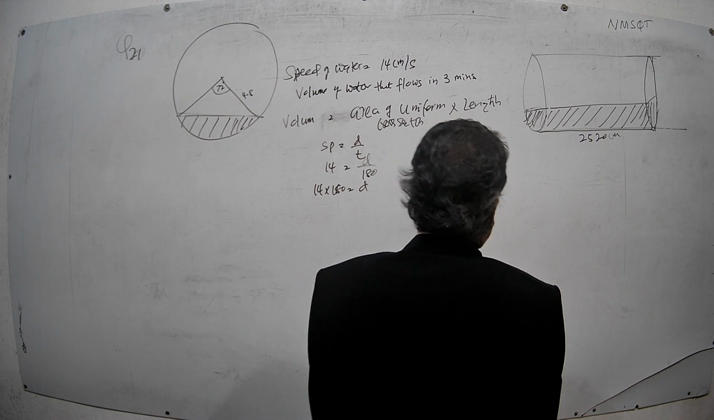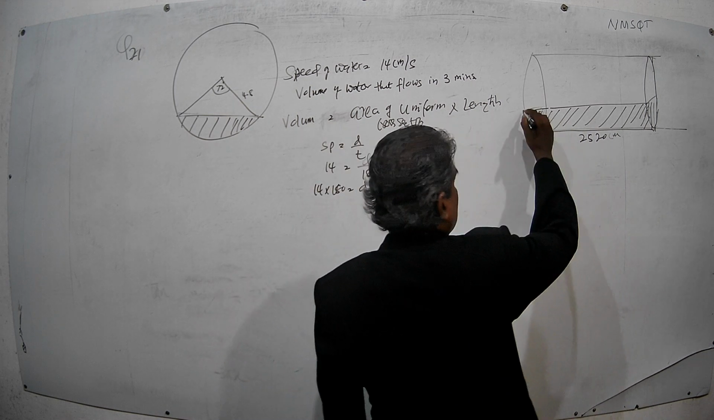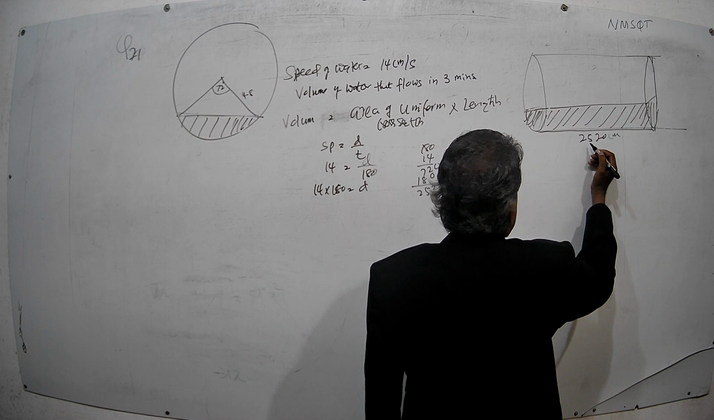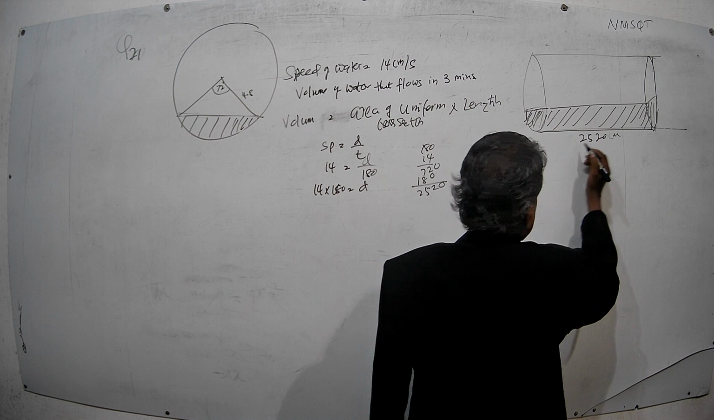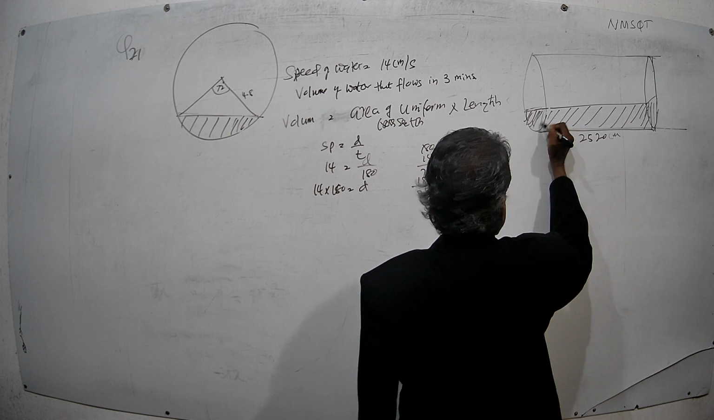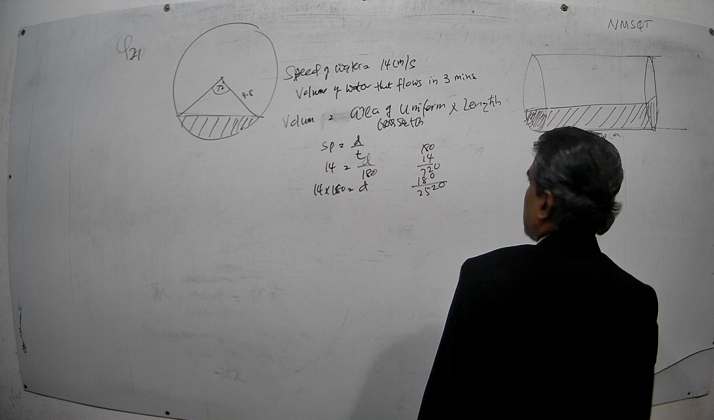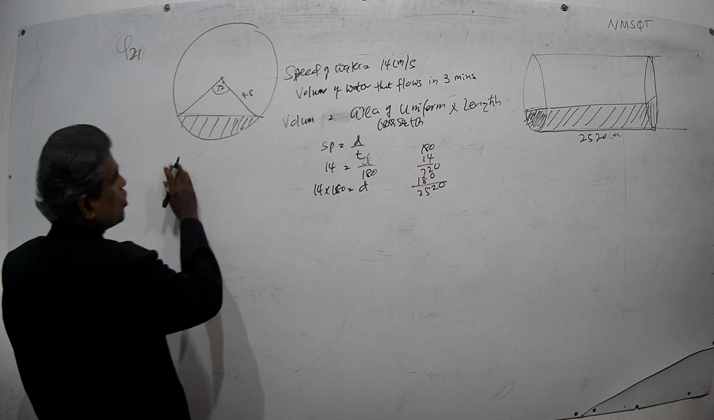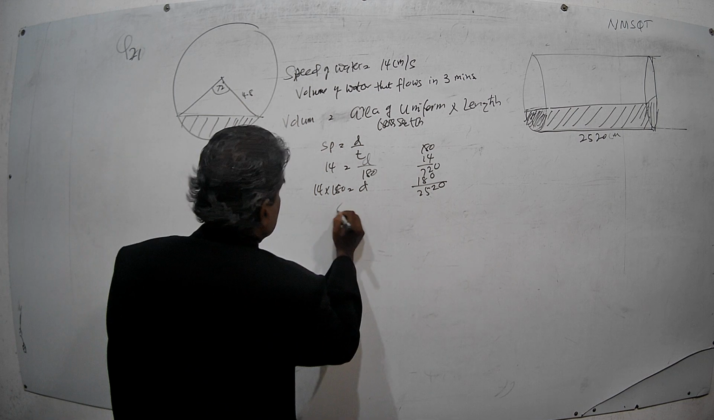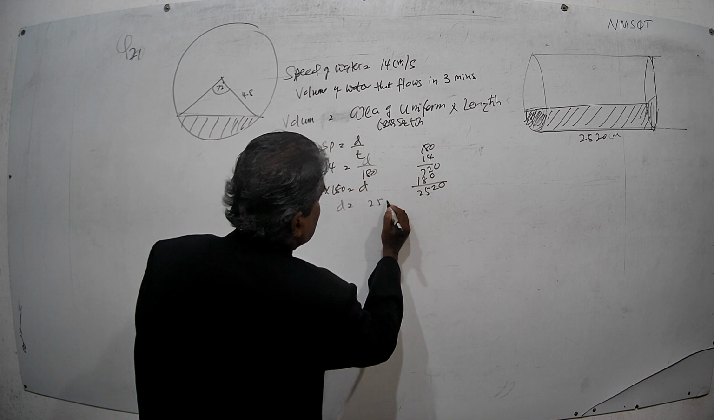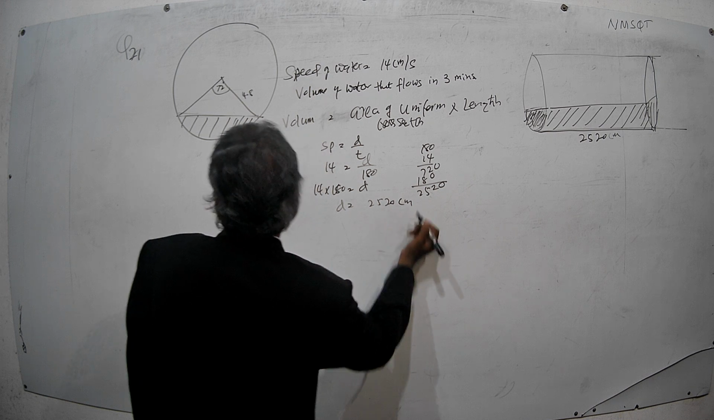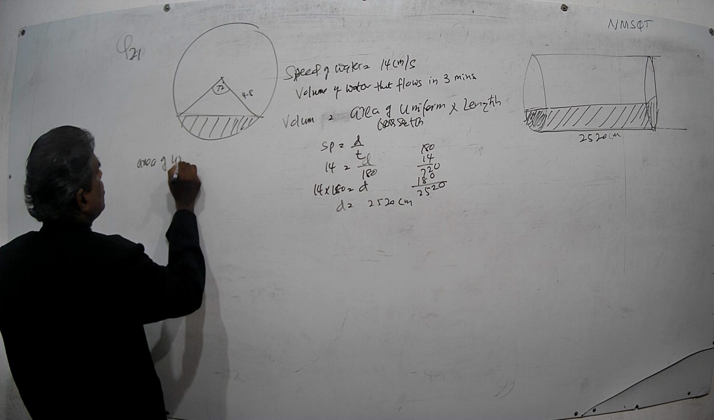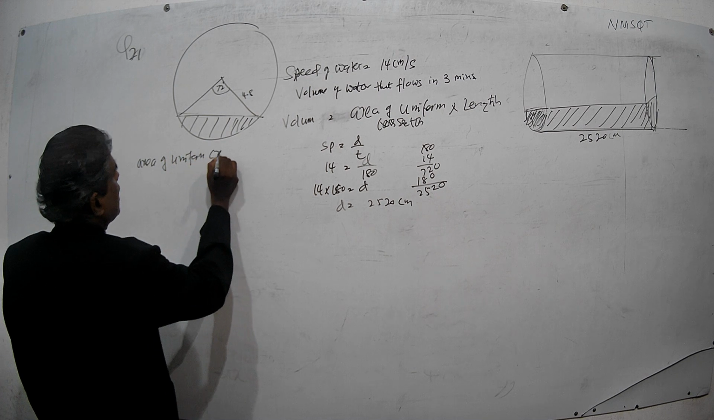Then we want to find the total volume of this shaded space, which is 2520 in length, and this much of area in uniform cross section. We will find that area of the uniform cross section. Then the area of the uniform cross section, this one. The length is 2520 centimeters.